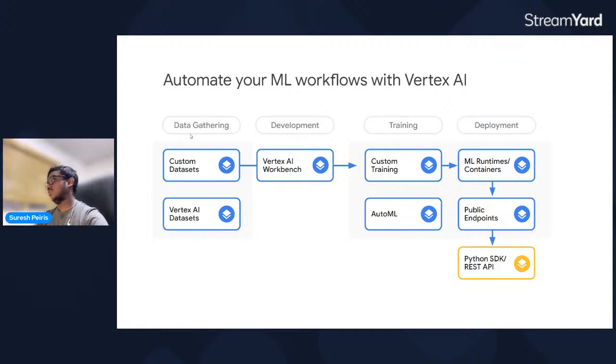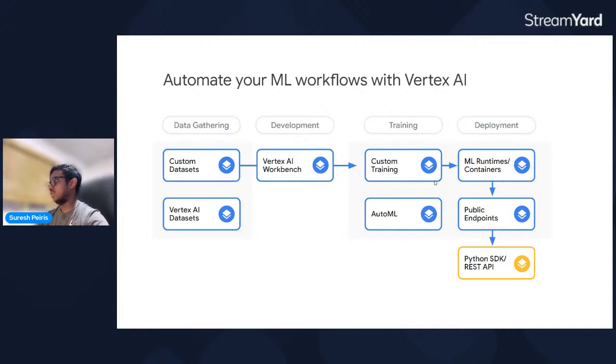When talking about data gathering, there are two types that could be done. We can gather custom datasets, or we can use datasets from Vertex AI, basically the managed datasets. The development can be done on the Vertex AI workbenches, or we can use our own third-party development tool, maybe your own favorite IDE, or any other development tool.